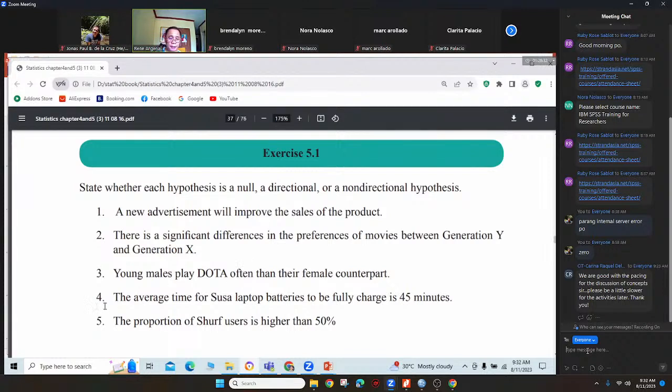And then number 4, the average time for the laptop battery to be fully charged is 45 minutes. So is equal, therefore this is null. Number 5, the proportion of users is higher than 50%. So higher than, it's directional.